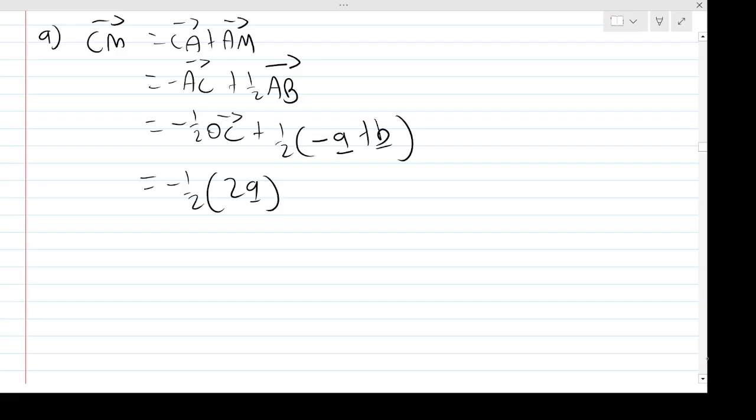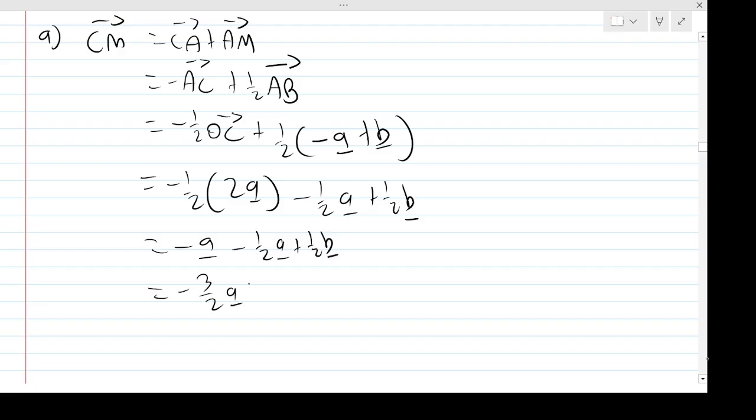So it's going to be minus a half of A, add a half of B. But then there we are, we've finally got there. So it's going to be minus a half times 2A, which is minus A, minus a half A, add a half B. That is going to be minus 3 halves of A, add a half B. And there we go, that's the vector CM.